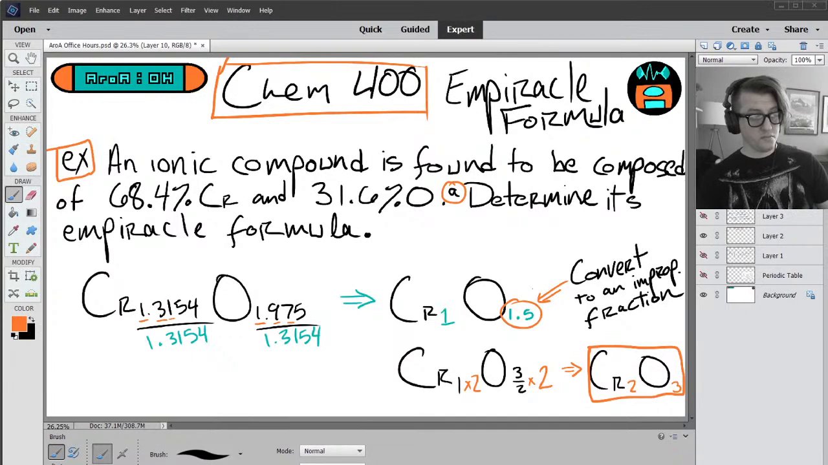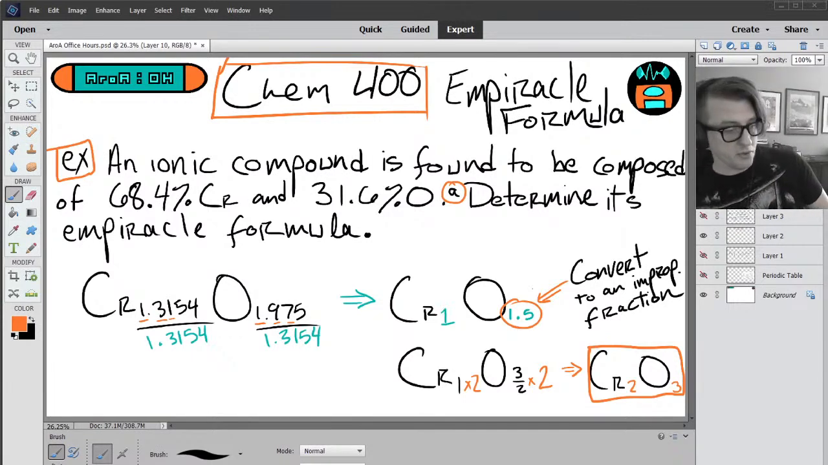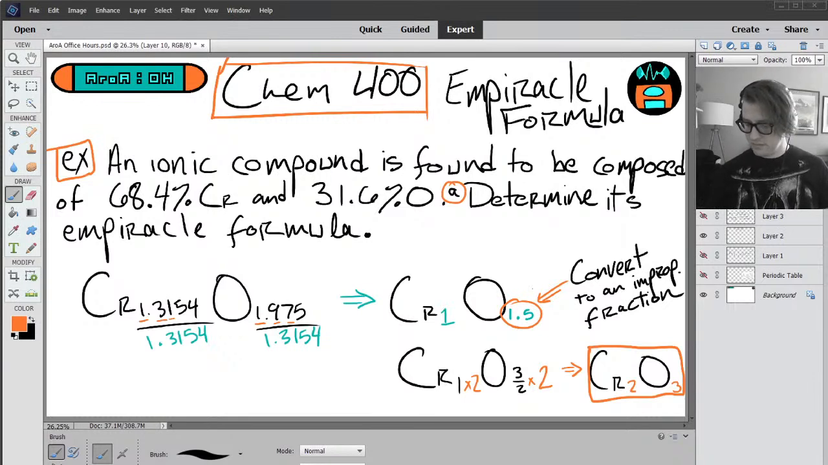How's it going so far? Before we shift gears and jump into molecular formula mode, I'm going to real quick calculate the next part of this problem.